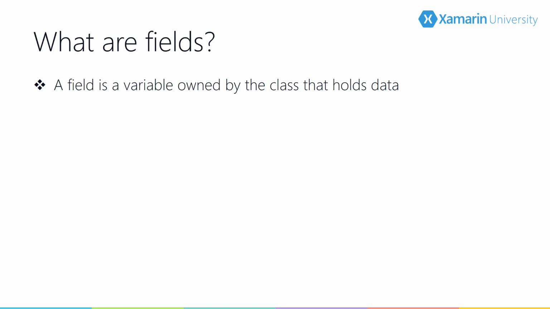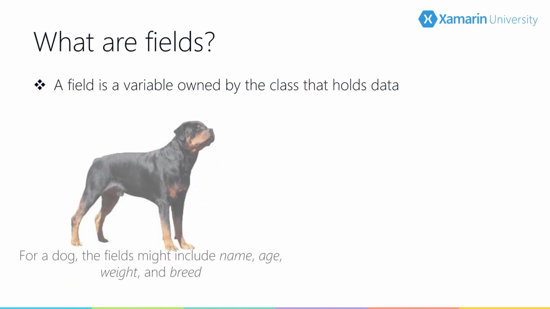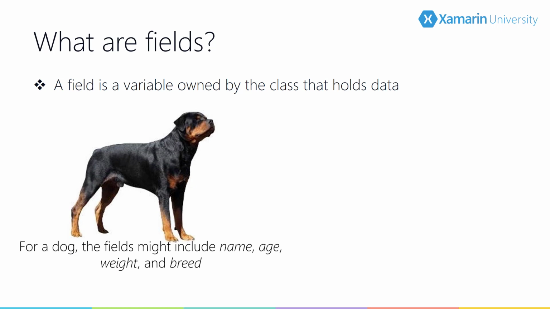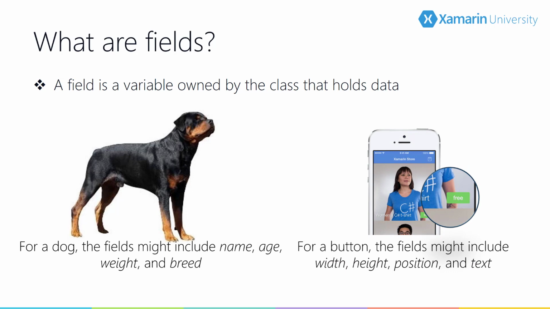So, like I said, a field is really a way that we can store data inside of a class. You can think of a field as a variable that's owned by the class. So, for example, let's say we had a class called dog. Some fields that you would maybe see on a dog are things like name, age, weight, and breed. These are all things that describe and are information about a dog. Let's say we had a class for a button. Maybe some fields that you would see are things like width, height, position, and text.